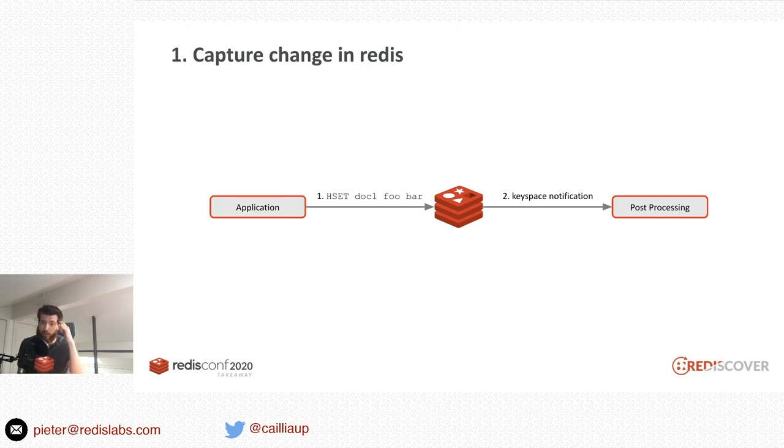Now, the way to do that in Redis is by using keyspace notifications. But the problem with keyspace notifications is that they're fire and forget. So the moment your connection drops, you might not receive all keyspace notifications. So it's not a reliable solution.